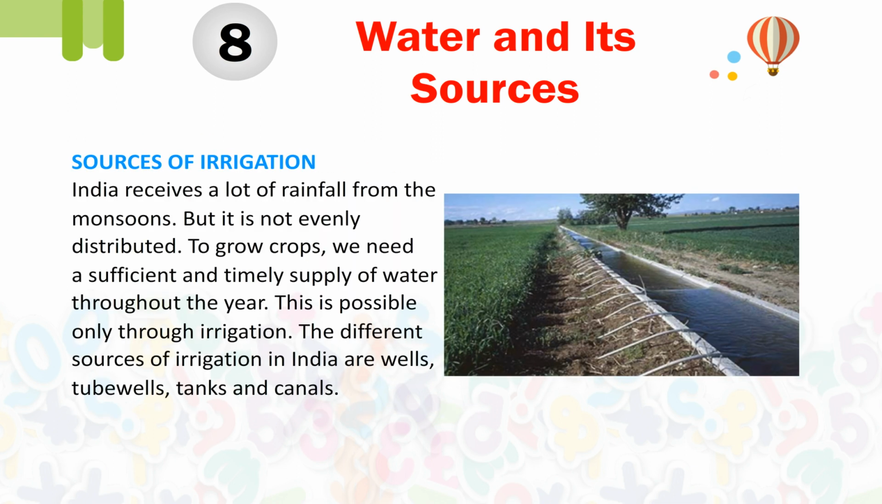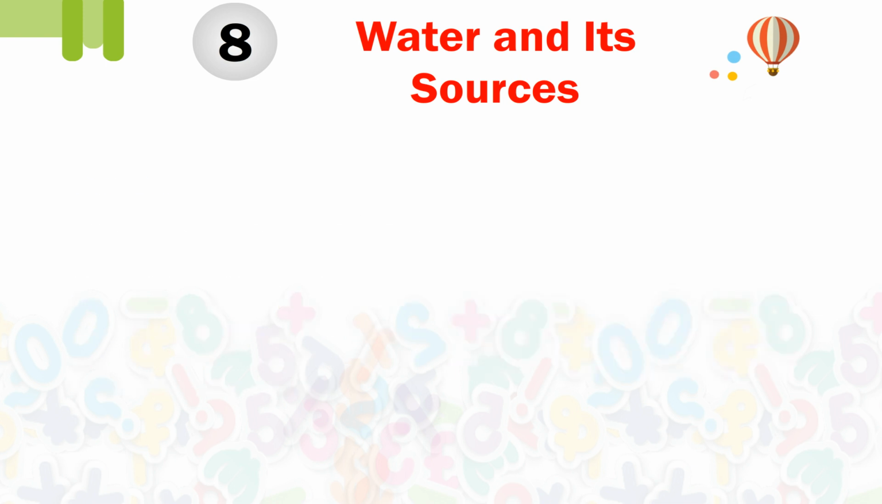Sources of irrigation. India receives a lot of rainfall from the monsoons, but it is not evenly distributed. To grow crops, we need a sufficient and timely supply of water throughout the year. This is possible only through irrigation. The different sources of irrigation in India are wells, tube wells, tanks and canals.